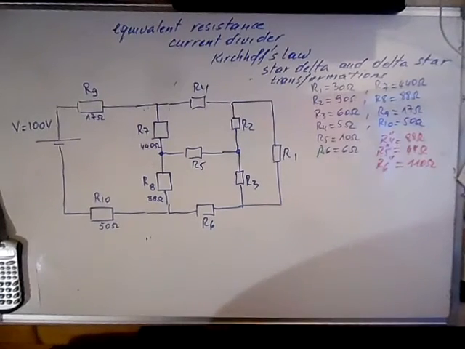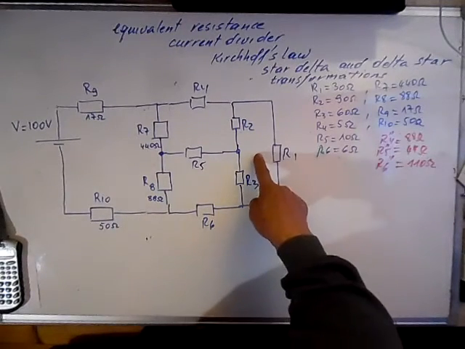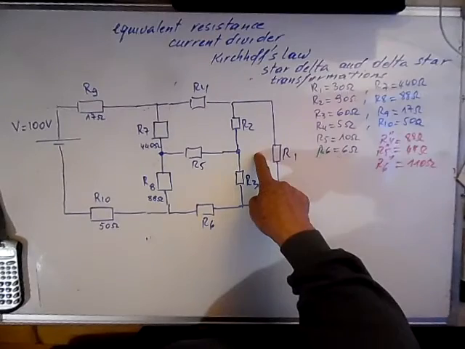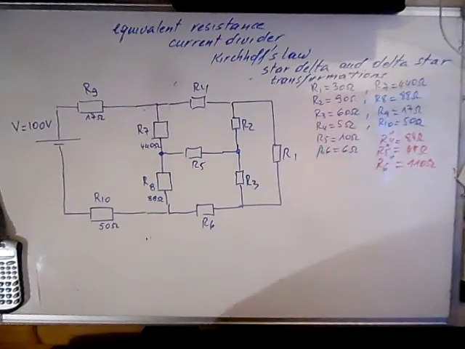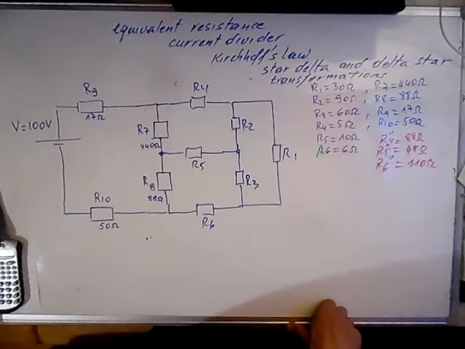Good morning. Here we have a complicated circuit. We are asked to calculate the equivalent resistance and the current flowing in the branches. And the first thing to do is a delta-star transformation here, and later a star-delta transformation to be able to solve this problem.